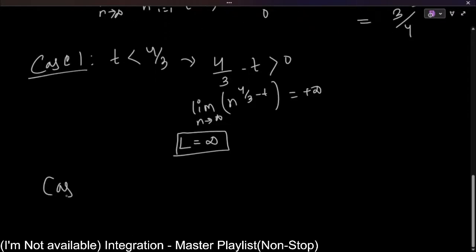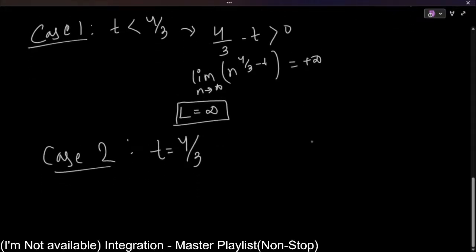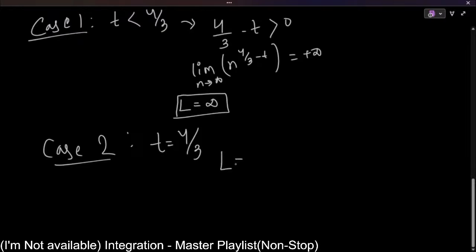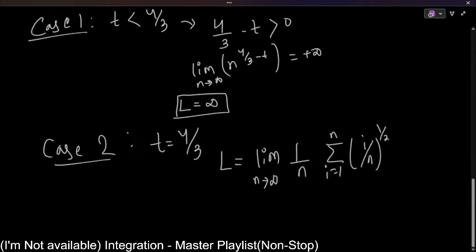So let's take case 2. Case 2 is t equal to 4 by 3. Now, if t is equal to 4 by 3, then L should be equal to limit n tends to infinity 1 upon n summation i equals 1 to n (i by n) whole to the power 1 by 3, and the term n to the power 4 by 3 minus t goes to n to the power 0, which is 1, right? This, as we know, is the integral from 0 to 1 of x to the power 1 by 3 dx, and you get the answer 3 upon 4.